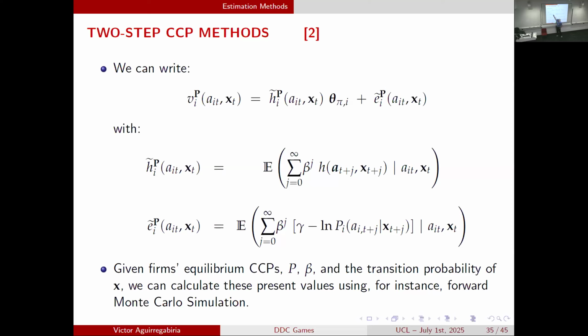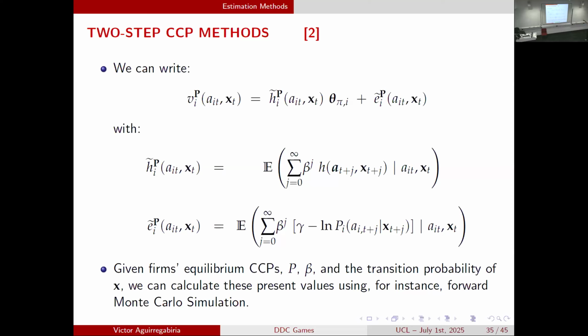Once we have the choice probabilities and the transition probabilities, we can obtain this as a vector of expected values. And the same thing for this object, assuming that the epsilons have an extreme value distribution. That's why we have the Euler's constant minus the logarithm of the choice probability. Again, this is data. This is a scalar that we can obtain for every action A and every state X.